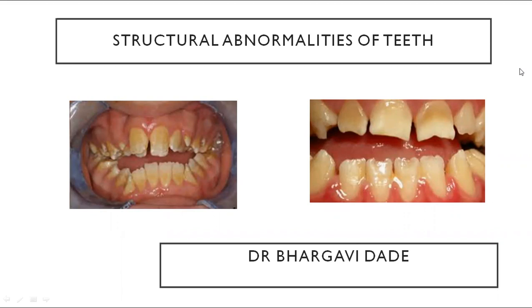Today I'm going to talk about different structural abnormalities of the teeth like Amelogenesis Imperfecta, Enamel Hypoplasia, Turner's Hypoplasia, and Dentinogenesis Imperfecta and the types in that, as well as Dentin Dysplasia, and a little bit about Regional Odontodysplasia. So these are the things that I'm going to cover in today's topic.